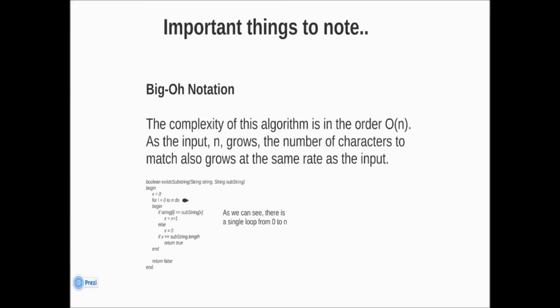Another important thing to note here is the big O notation, the complexity of this algorithm. Now, the complexity of this algorithm is in order O(n). As the input grows, so does the maximum number of checks required to match the substring. This can also be seen from the pseudocode, the outer loop. For i equal to 0 to n, this code will run from 0 to n with a maximum of n iterations. This further confirms that this algorithm is in the order O(n).